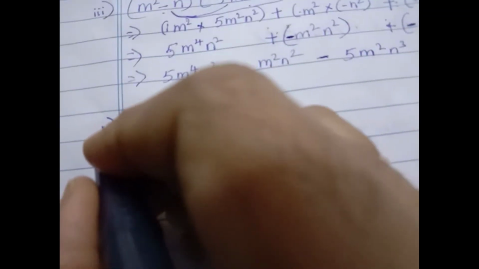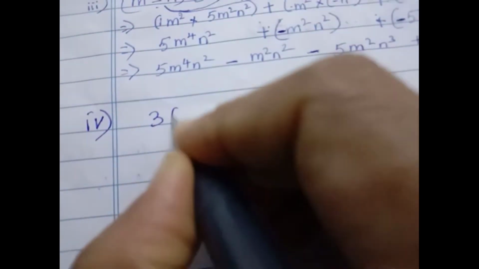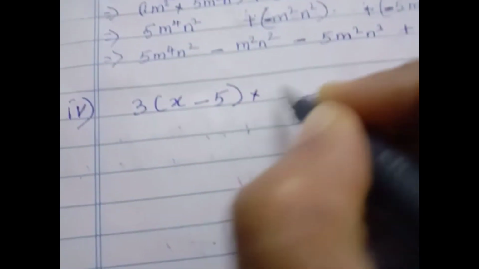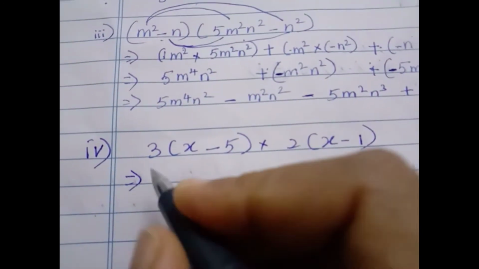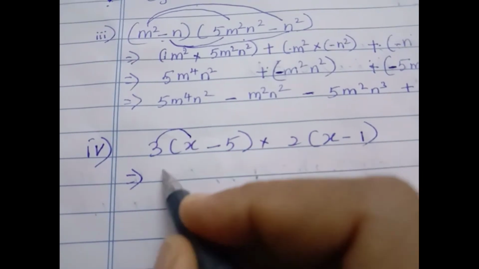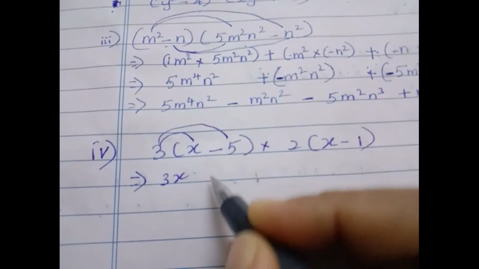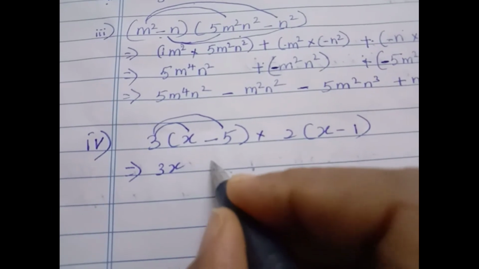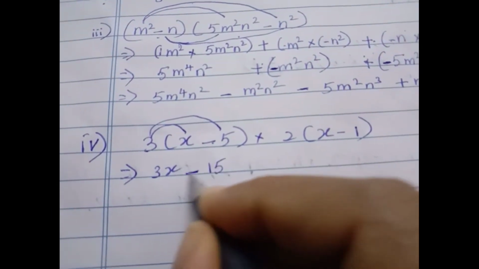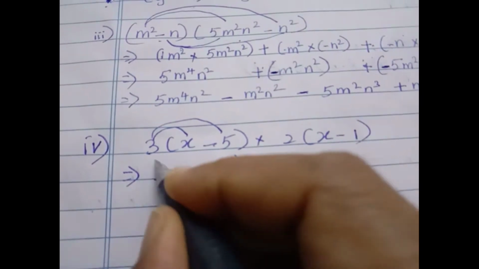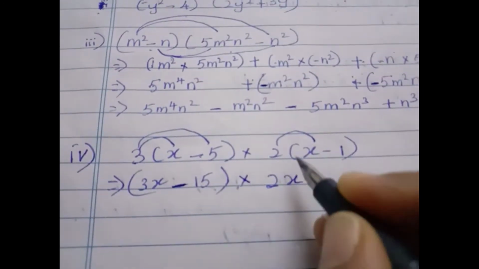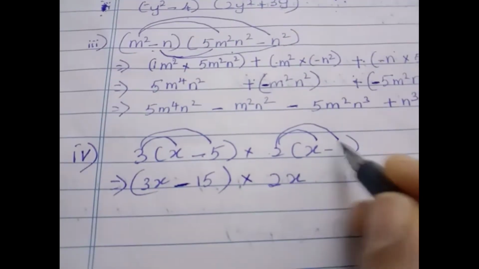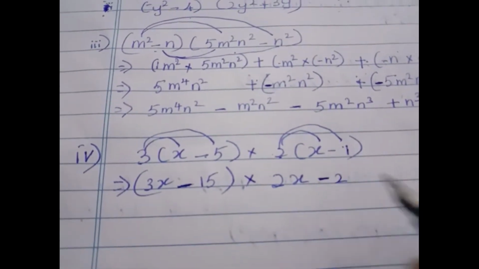Then fourth one, 3x minus 5 into 2x minus 1. So first you have to multiply 3 into x, then 3 into 5. 3 5s are 15, plus into minus is minus, into again 2 into x is 2x, plus into minus is minus 2 into 1 is 2.